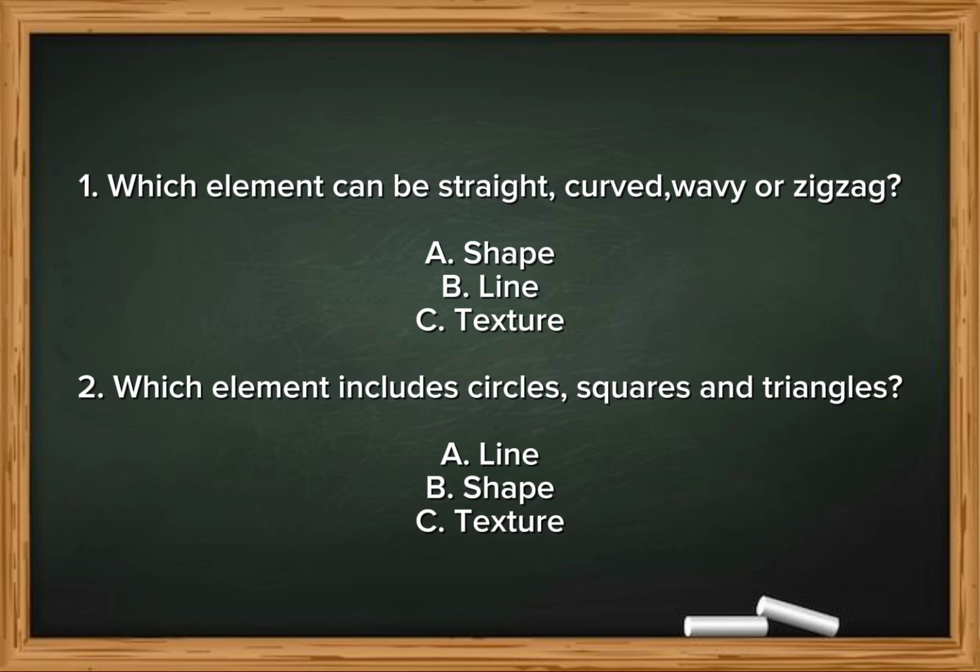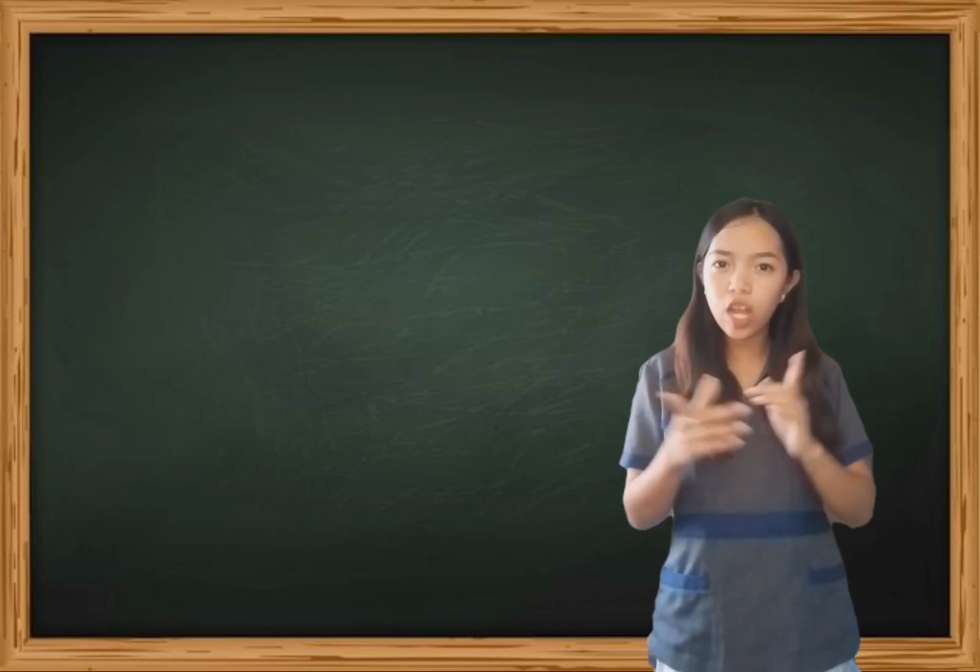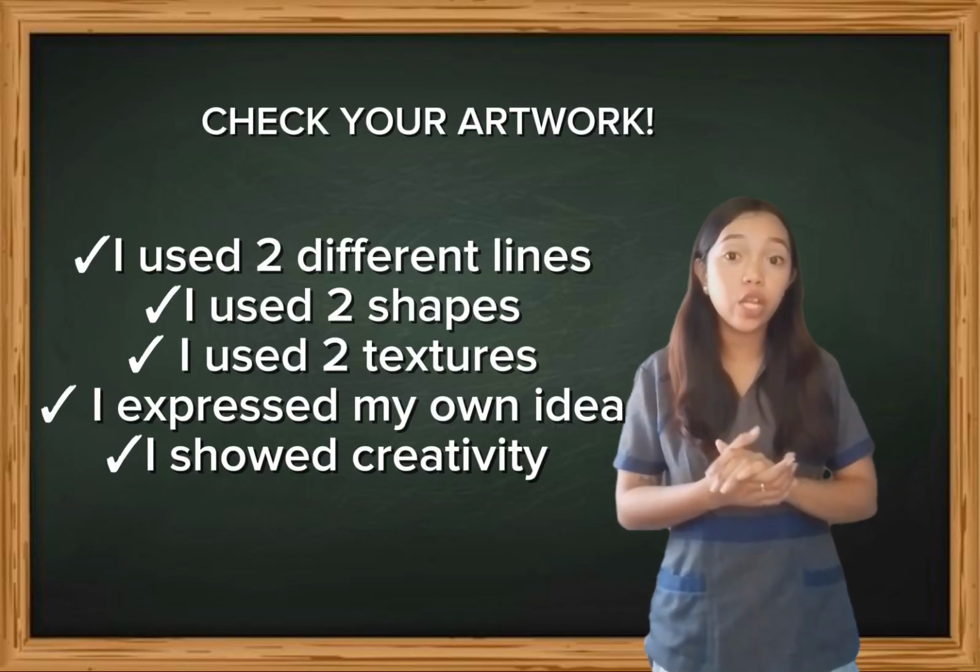Now class, let's check your understanding. Number 1, which element can be straight, curved, wavy, or zigzag? Very good. Number 2, which element includes circles, squares, and triangles? B. Shape. Very good. Now class, look at your artwork and check your work.